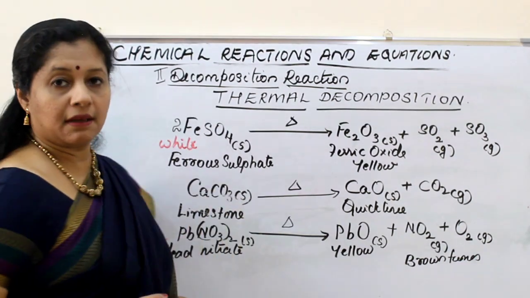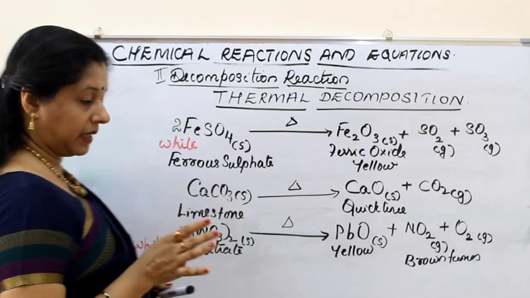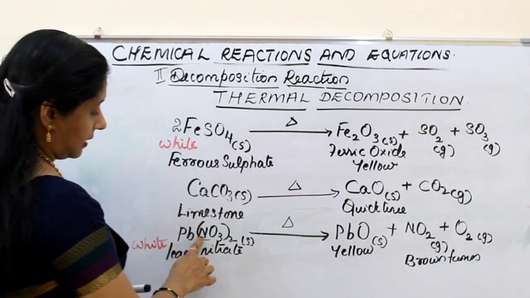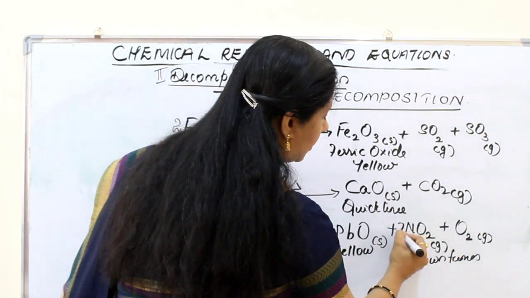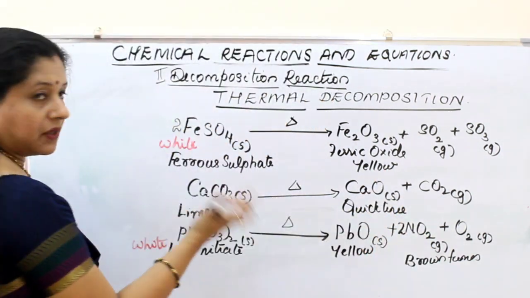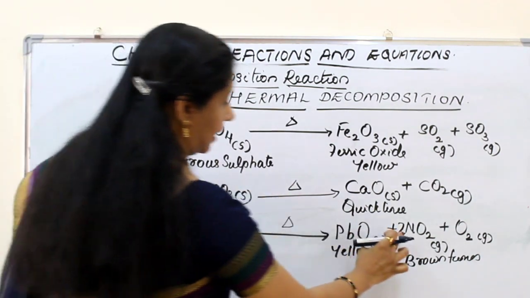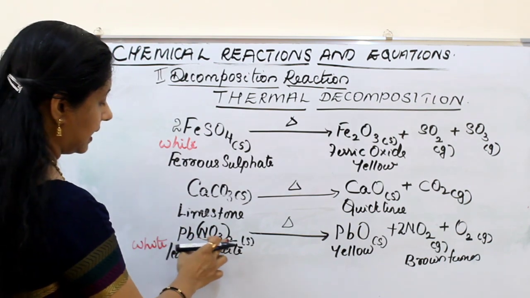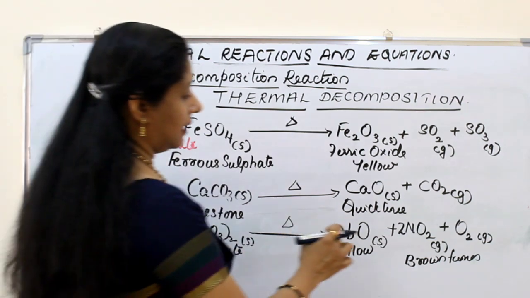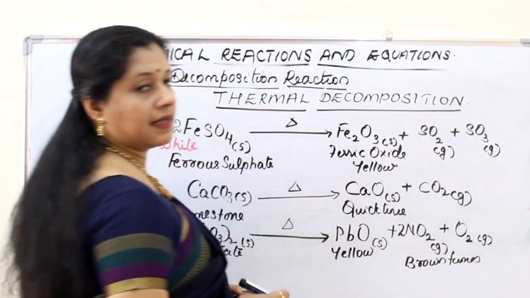Now we have to balance this equation. Here one lead, here also one lead. Now we will see nitrogen. Nitrogen is 2 times here, here only 1 time. So we will make 2 here. Now again we have to check lead. Lead 1, nitrogen 2, here also 2. Now only oxygen we have to balance. Oxygen is 3 into 2, 6 here. Here 2 into 2, 4, plus 2, 6, plus 1 is here.